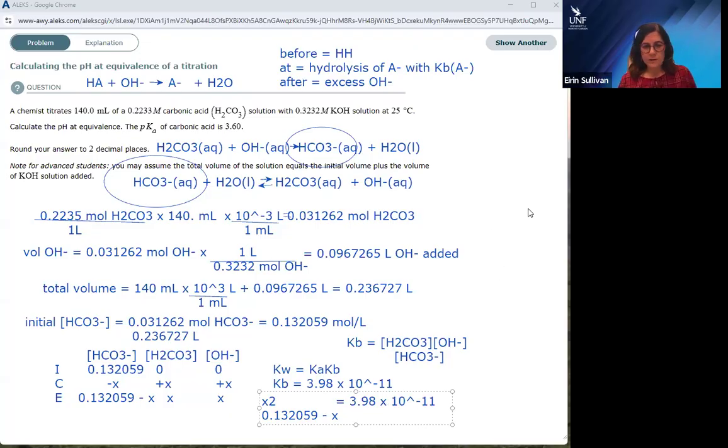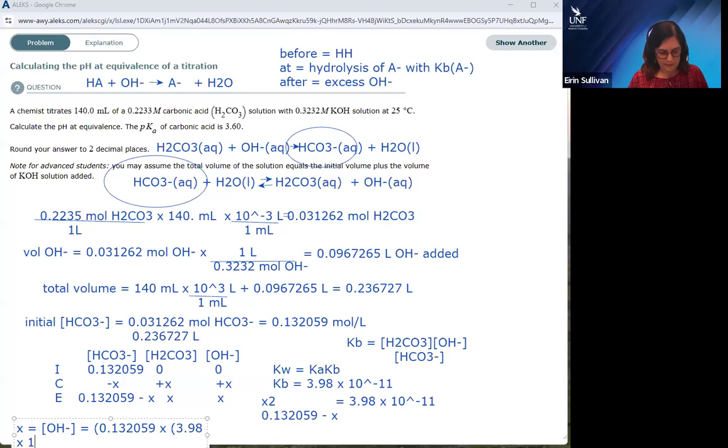So we're going to rearrange and solve. So x, which again is going to be the concentration of hydroxide, remember, so we can't just directly get pH from that, is going to be the square root of 0.132059 times 3.98 times 10 to the power of minus 11. So take the square root of that, and that will give us our concentration of hydroxide, and that comes out to be 2.293 times 10 to the power of minus 6.